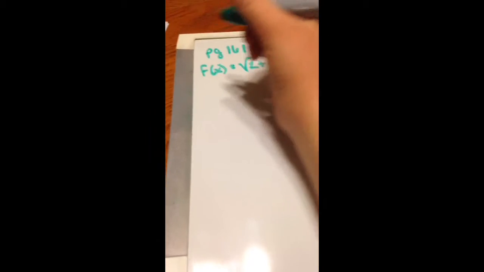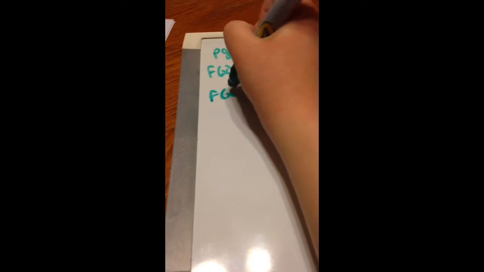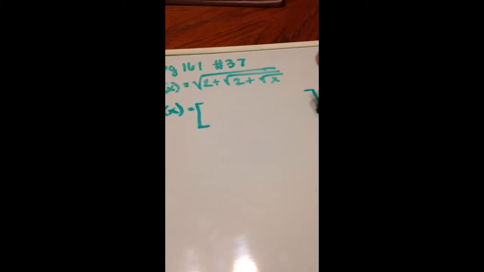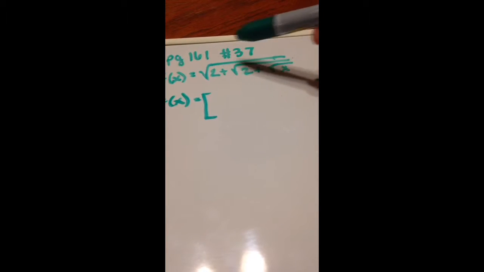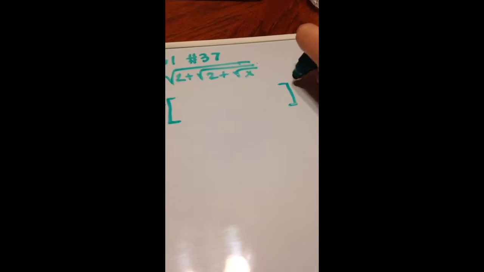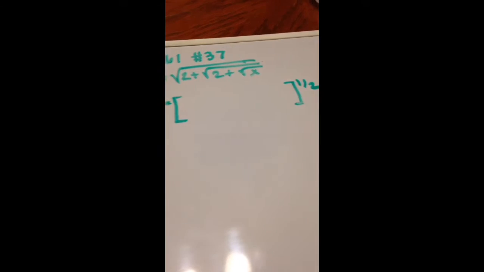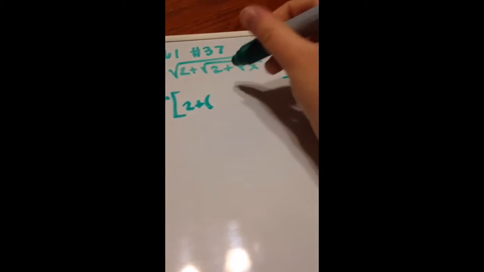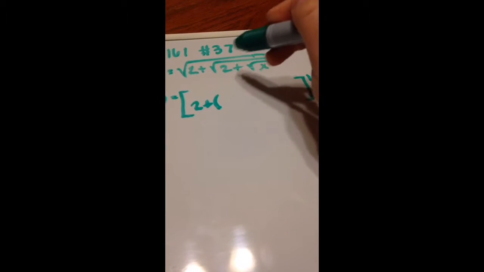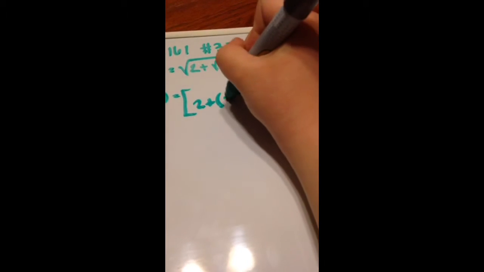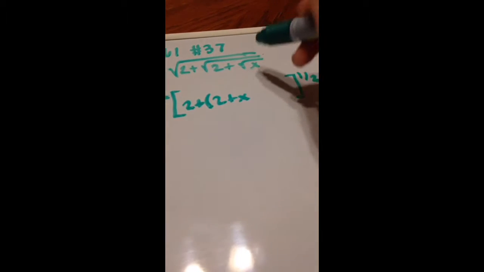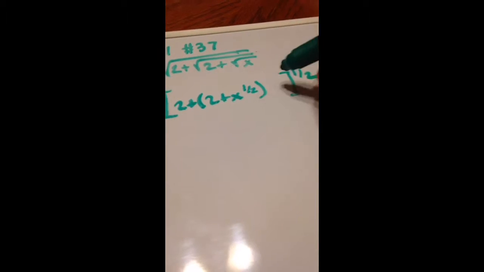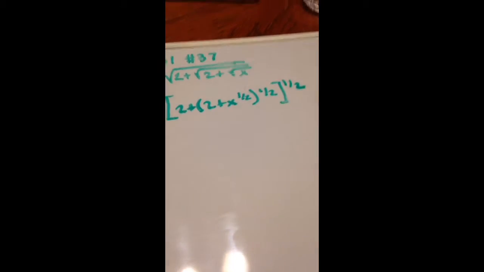Okay, so we're going to do f of x equals, and then we're going to put brackets because this whole thing is under one radical. And we're going to put it to the 1/2 power. So we're going to write 2 plus, and then we're going to put this 2 plus x in parentheses because it's under one radical by itself. So 2 plus x, and then because x is under its own radical, it gets put to the 1/2 power. And the whole parenthesis gets put to the 1/2 power.